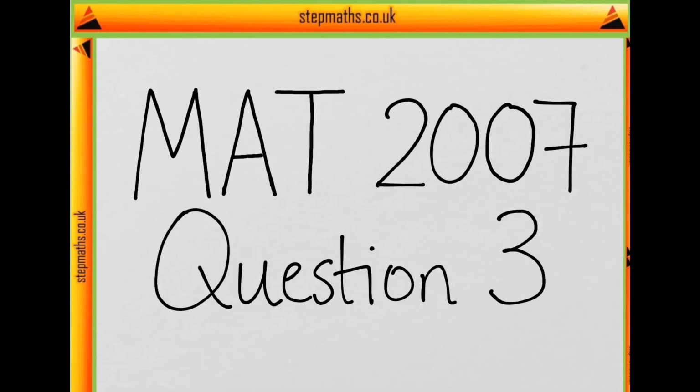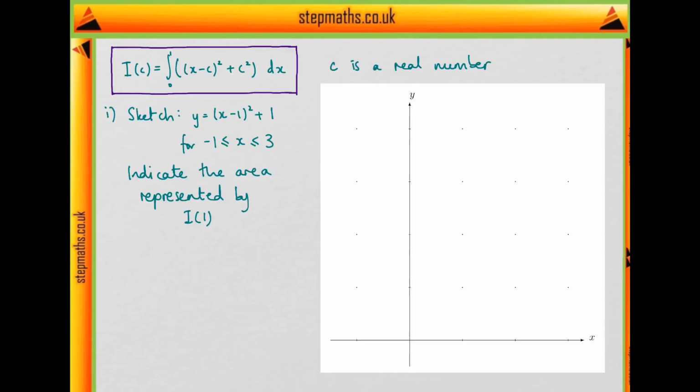In this video I'm going to go through question 3 on the Math 2007 paper. In this question we're told that IC is equal to this integral where C is a real number. For part 1 we're asked to sketch (x minus 1) squared plus 1 for x between minus 1 and 3, and then to indicate on our graph the area represented by the integral I1.